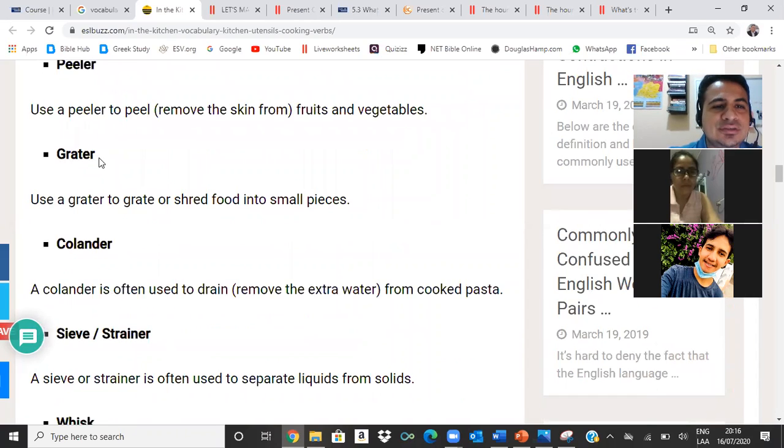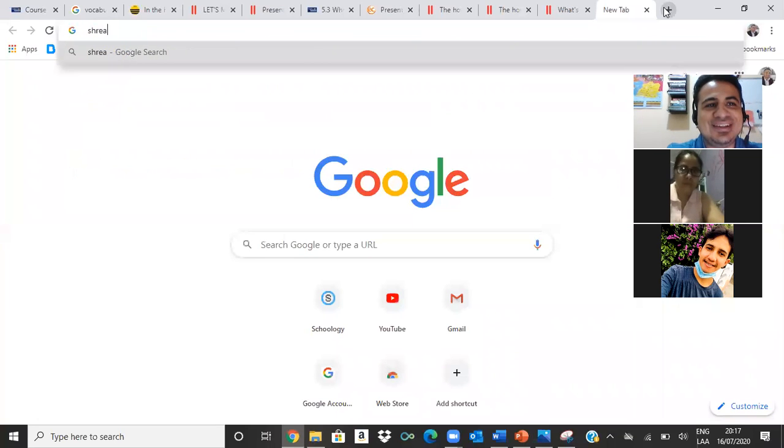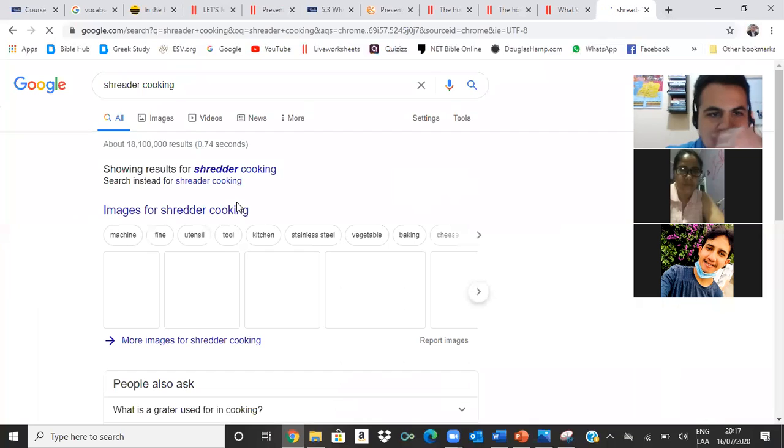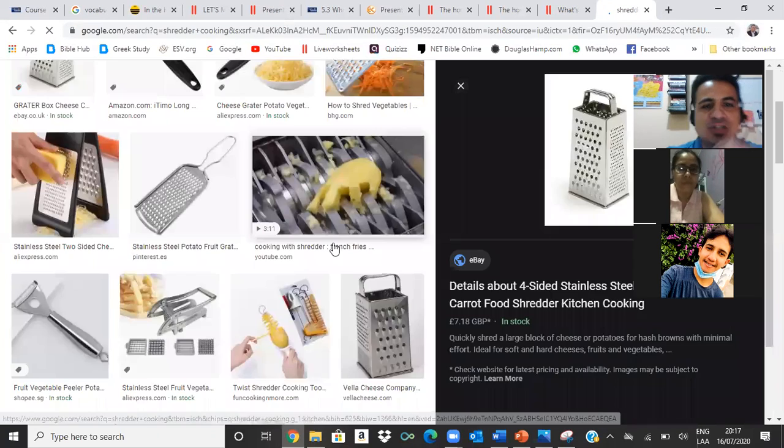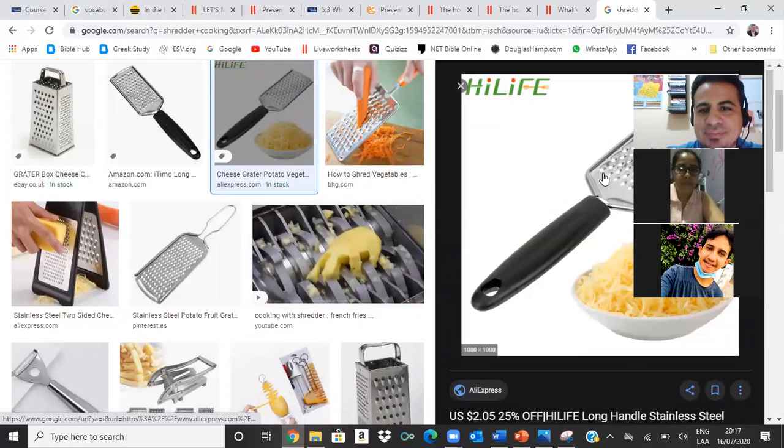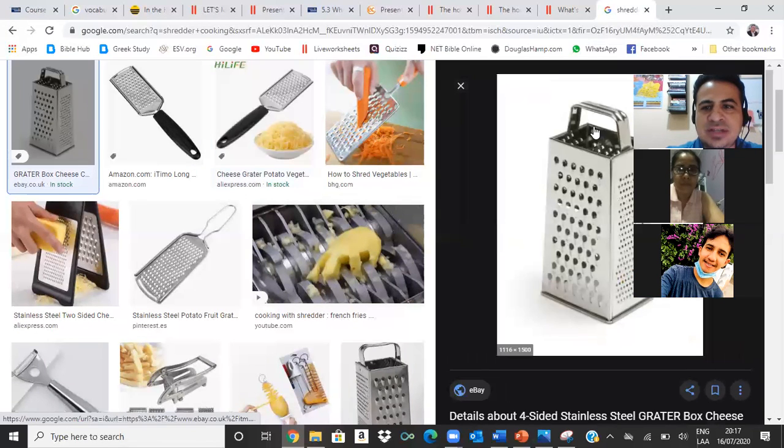Now, this is called a grater. Esto es lo que usan para rallar queso o verduras. No sé cómo le dicen en español. Rallador. Let me see if I have one. It's like this. So this is something like a grater. Si ustedes ven aquí, este es un cheese grater. So normally we use this one, right? Estamos acostumbrados a usar este. Okay? Very good. Let's go back.